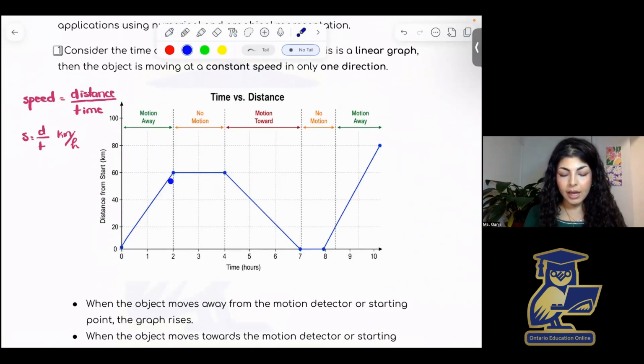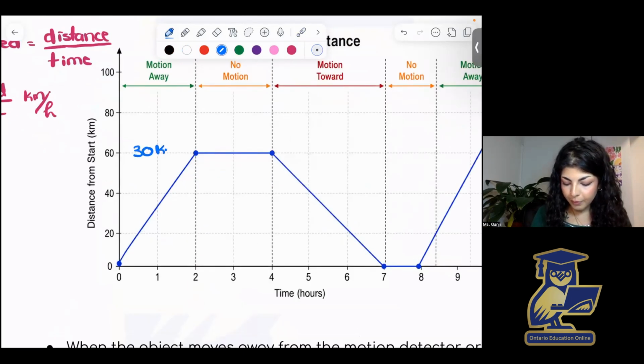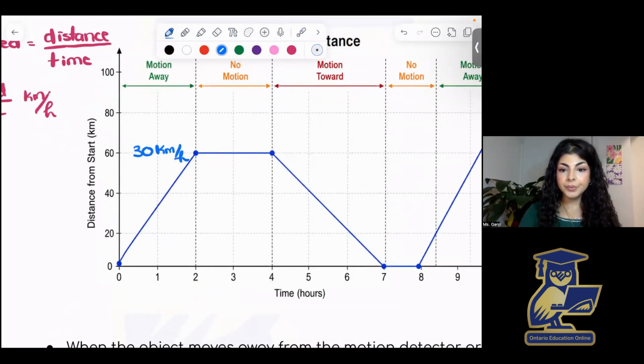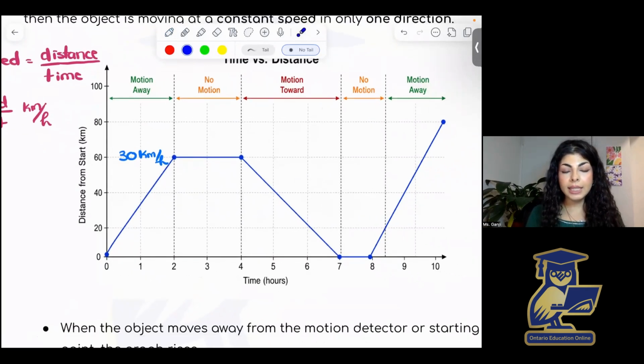So in this portion of the time and distance graph, we have 60-kilometer distance over 2 hours of time. So then 60 divided by 2 is a 30-kilometer per hour speed. And considering a starting point, which is this point here, we are moving away from the point because we are getting further away. So with time and distance graphs, yes, they do tell us the distance and time traveled, but they also tell us the direction in which we are traveling.